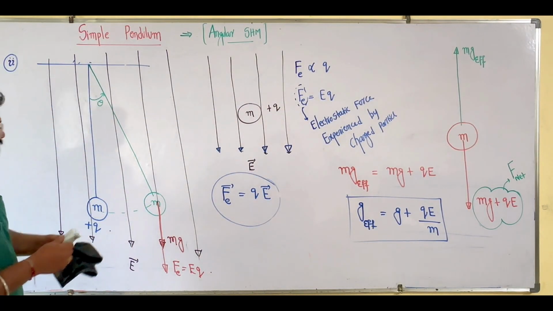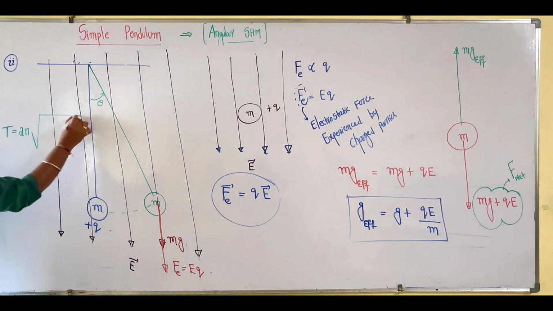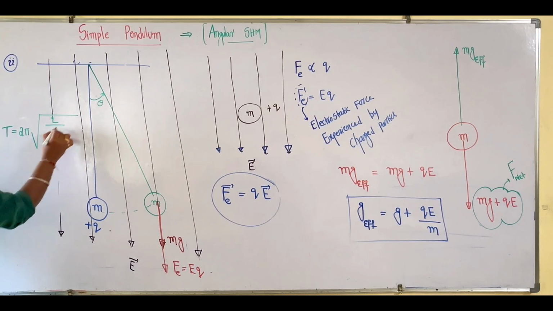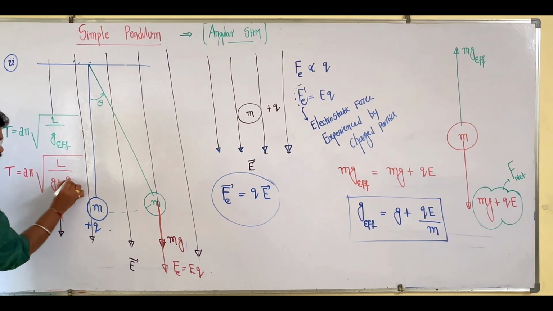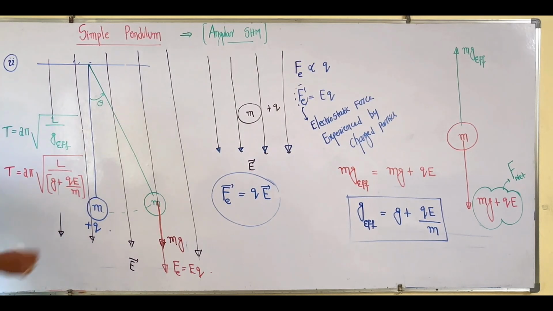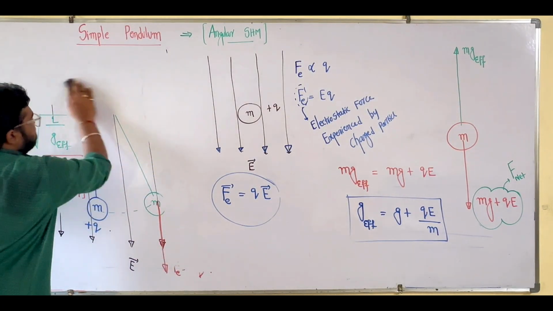What is the time period of oscillation? T equals 2 pi square root of L by g effective. Substituting g effective, T equals 2 pi square root of L by (g plus QE by m). Completed. Next, case 3.